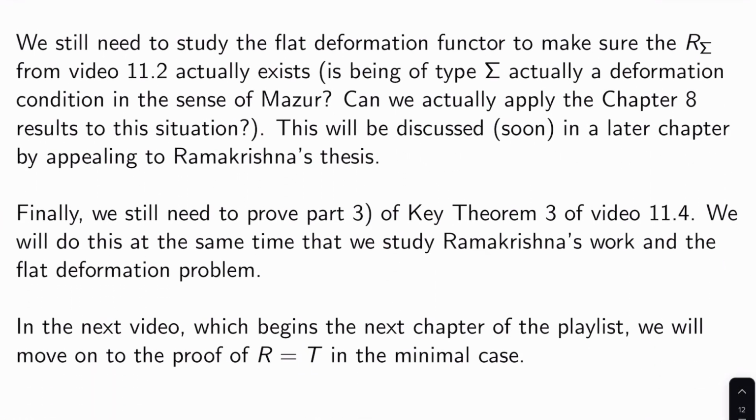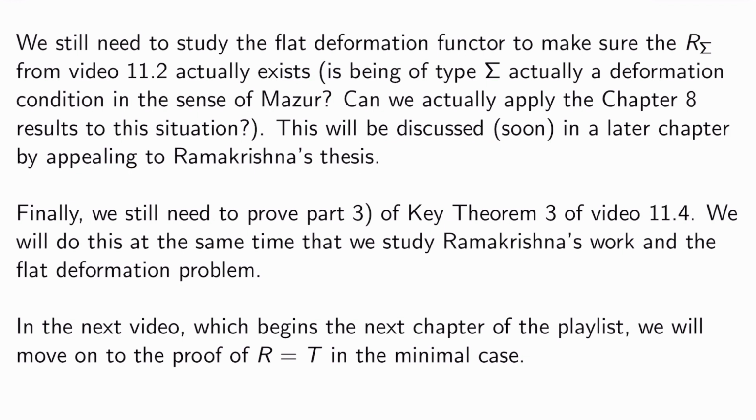Let's take a second and see if there are any holes or gaps still in the proof. There are a couple. First, we need to study the flat deformation functor to make sure that the R sub sigma from video 11.2 actually exists. Like, do we actually have universal type sigma deformation rings? We don't really need to do very much left to finish that, but there's some stuff with flatness that we have to work out. Okay. In other words, is being of type sigma actually a deformation condition in the sense of Mazur from chapter 8?